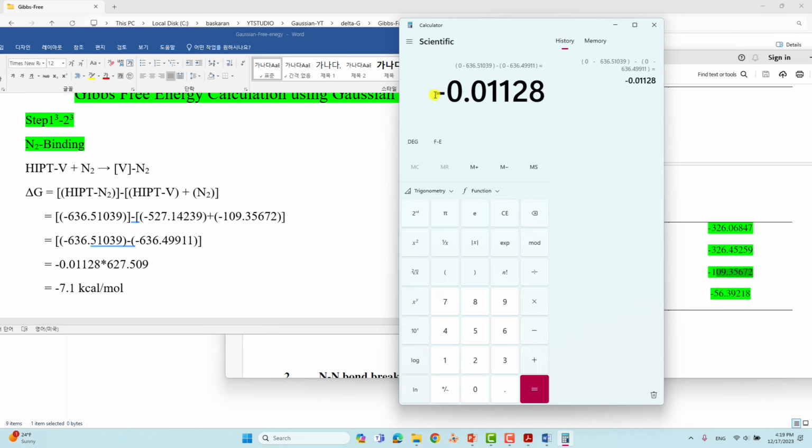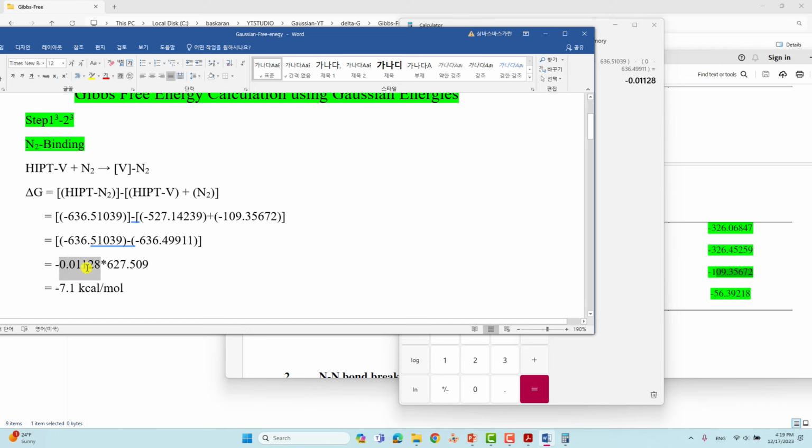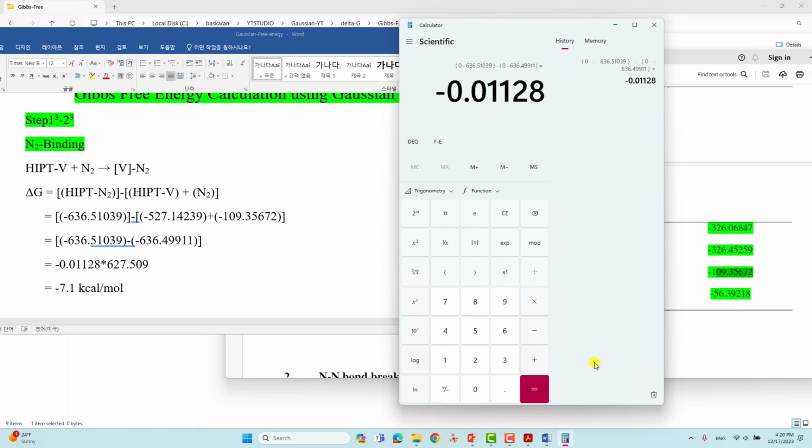so you will get 0.01128. I copy pasted it here, you can see 0.118. Then you have to multiply. This is actually the Hartree energy, so we need to convert it into kilocalories per mole. For that, this is the conversion factor for Hartree to kilocalories. We just have to multiply with 627.509.